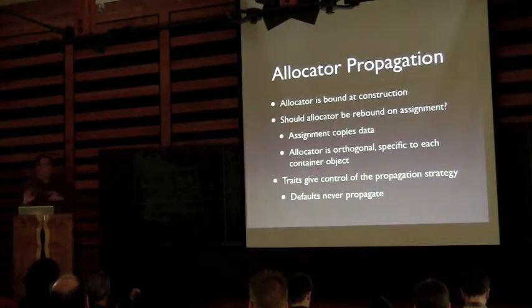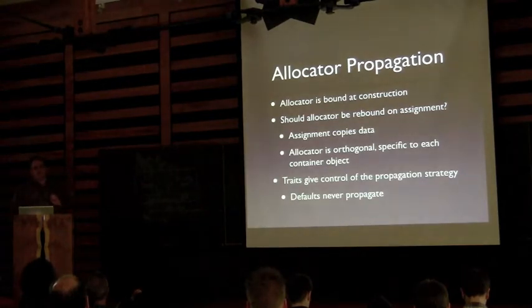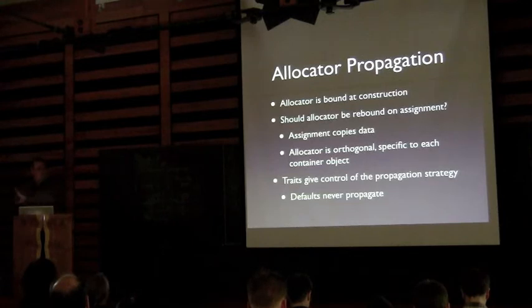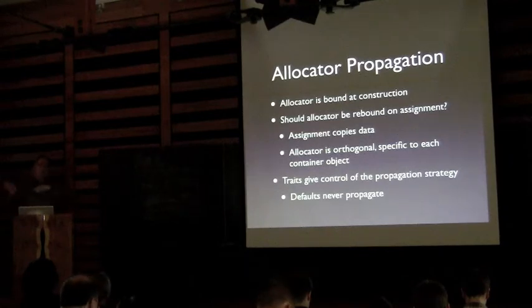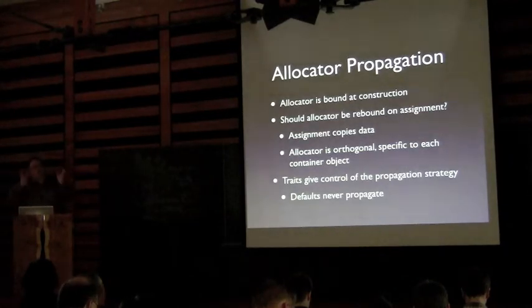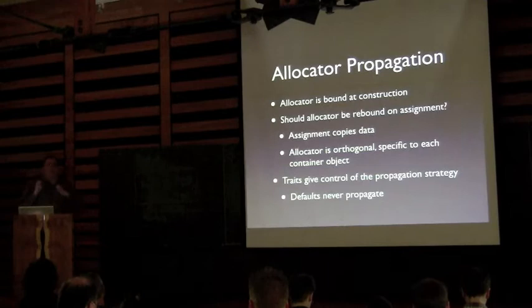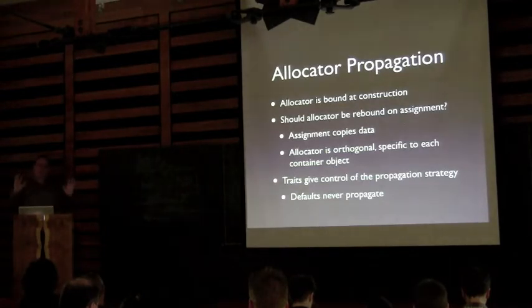But there are other models, which is why we have those propagation traits that allow us to say, with this kind of allocator, when I copy the container, I copy the allocator with it, or if I swap containers, the allocators can swap. Or if you're just doing a move assignment, maybe on the move case I want to move the allocators, since you're taking ownership, but maybe not on the copy.